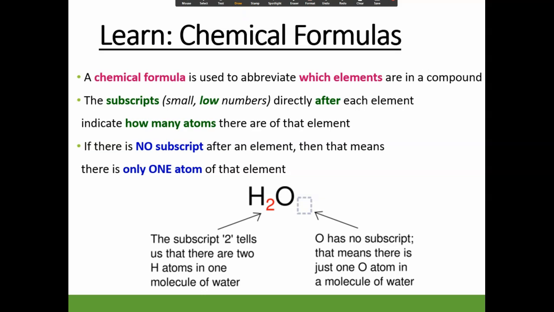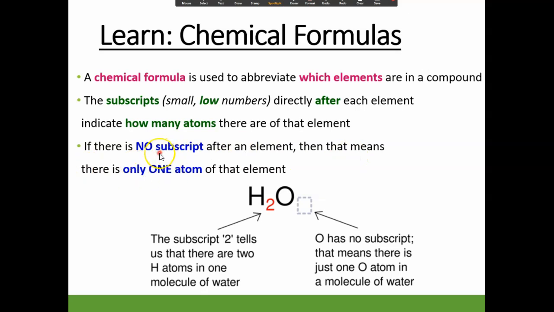So remember that chemical formulas are the way that we can abbreviate which elements are in a compound. Remember that there are little subscripts, which are small numbers down at the bottom, which help us to identify how many atoms there are of that element. Remember, it's a subscript after the abbreviation that tells you how many there are. If there's no subscript, that just means 1.